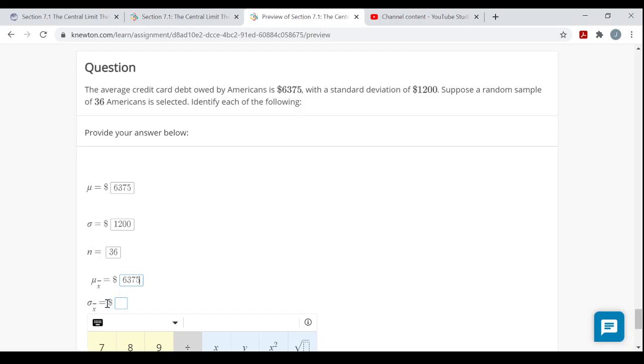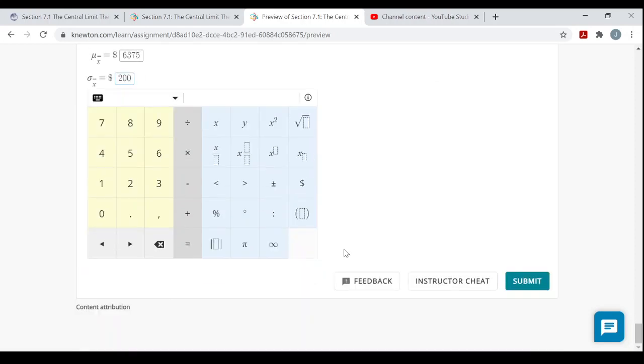It's this thing that changes. The standard deviation of all these averages will be the standard deviation of the original population, $1,200, divided by the square root of 36. The square root of 36 is just 6, so 1,200 divided by 6 is just 200. So the standard deviation for the average debt for groups of size 36 would be $200, not $1,200. And it should be smaller.